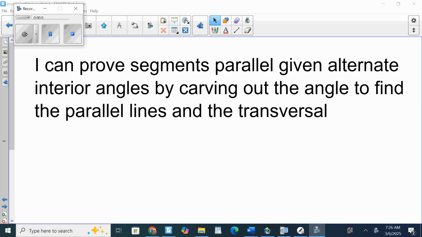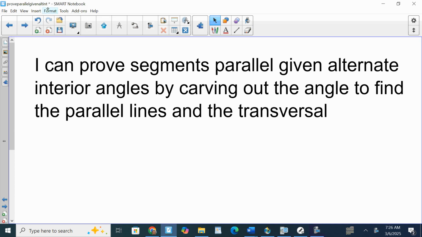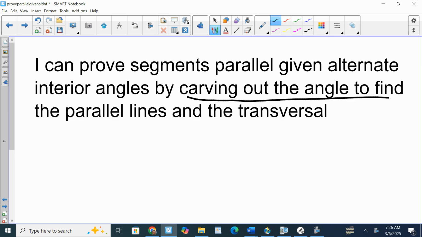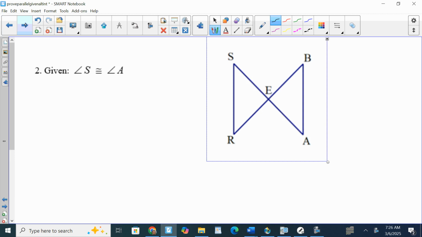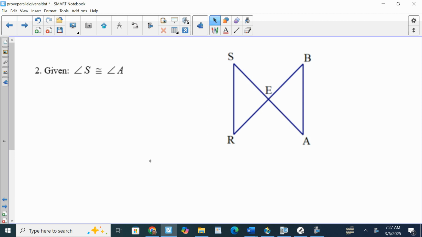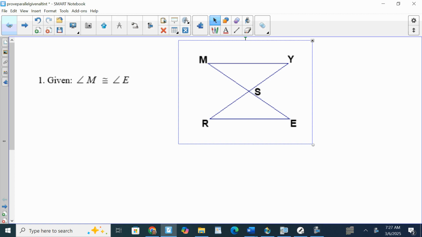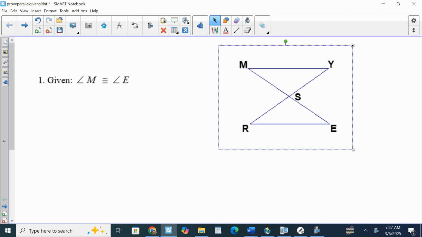Hello, everybody. This is another prerequisite lesson leading towards those 6-point parallelogram proofs. This lesson, I can prove segments parallel given alternate interior angles by carving out the angle to find the parallel lines and the transversal. So we're going to start with a couple that we did earlier this year. Then we'll do ones that are more suited for what we're going to be doing in this unit.